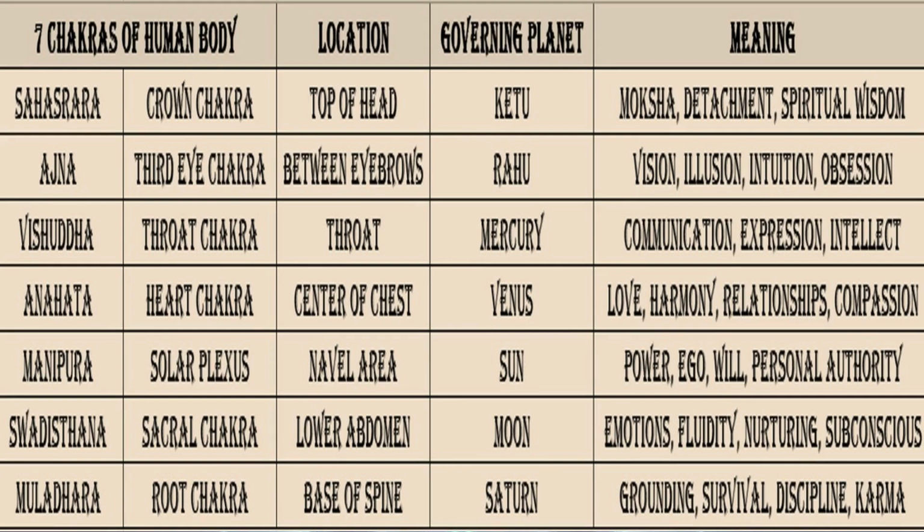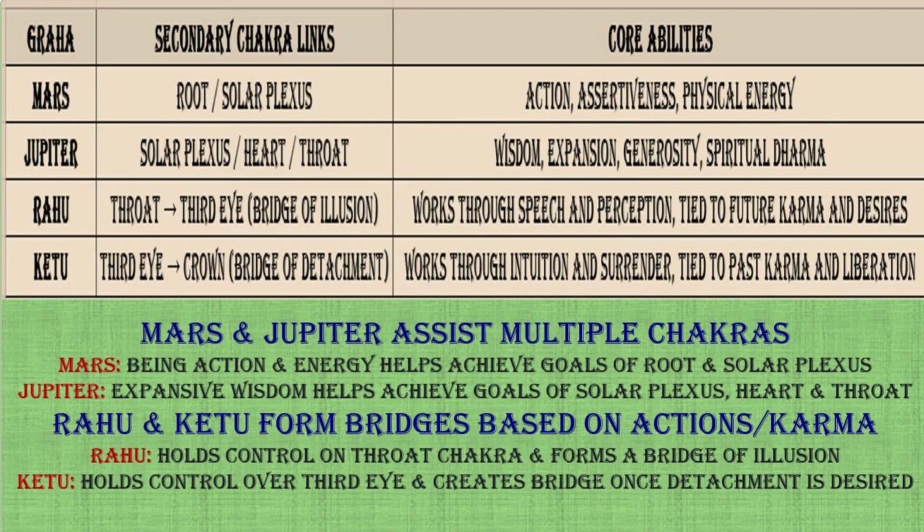And then there are two more planets that influence multiple chakras. Mars, or Mangala, energizes the root and the solar plexus: action, courage, and fire. So these are the assisting planets. Jupiter, or Guru, empowers the throat, heart, and the third eye: wisdom, faith, expansion. Jupiter is the teacher. Mars is the warrior.